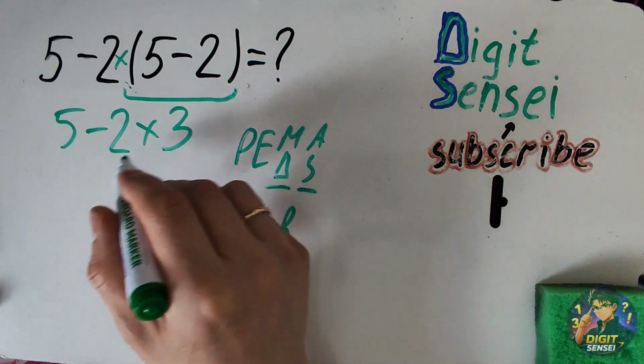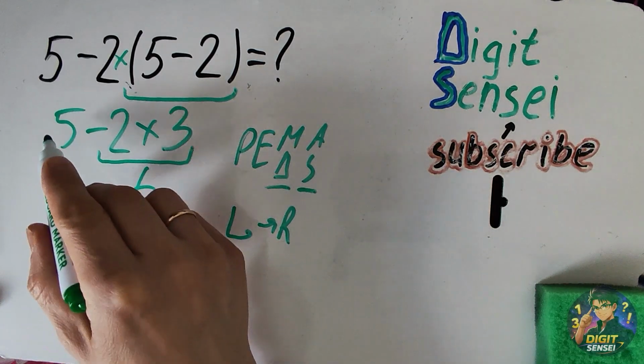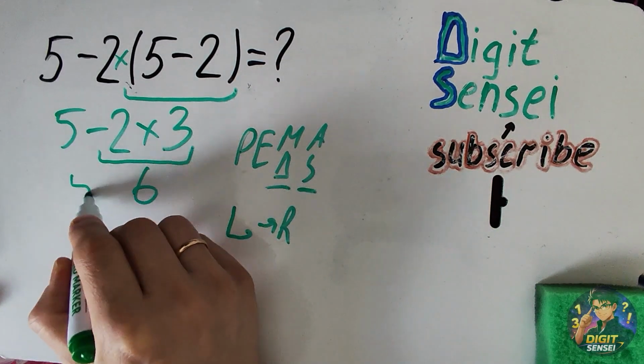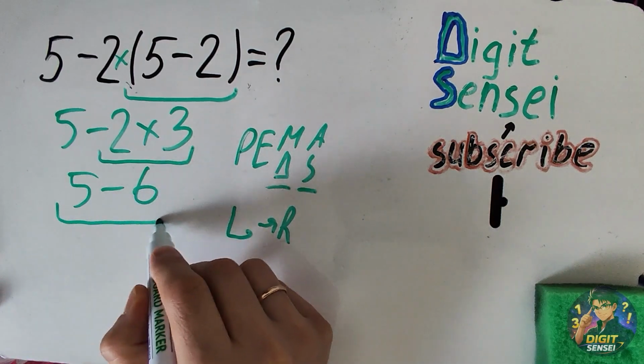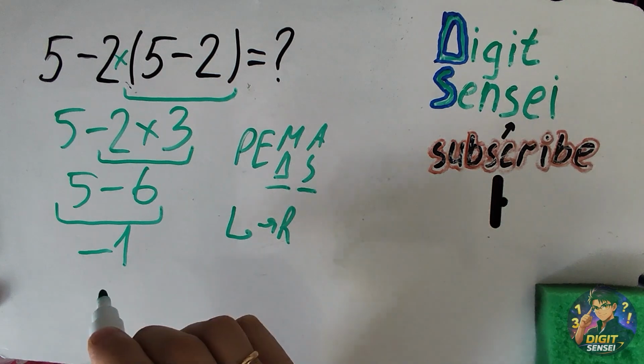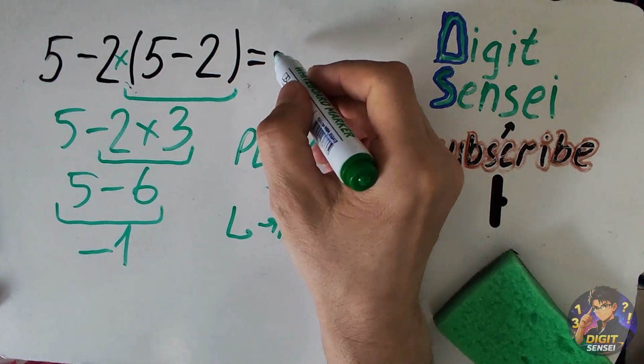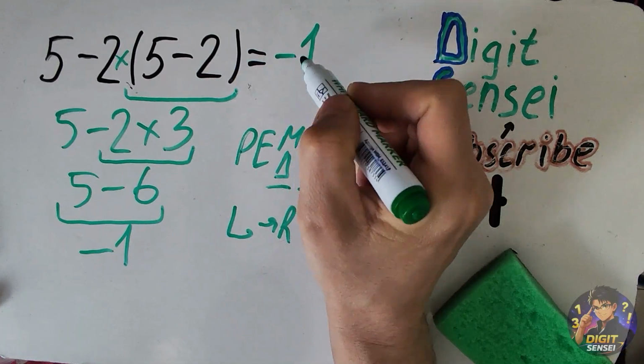2 times 3 equals 6. So we have 5 minus 6, which equals negative 1. And this is our final answer to this problem. The correct answer is negative 1.